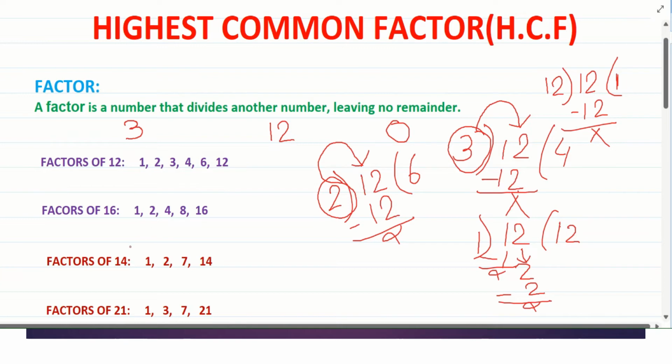Few more examples. Please take your time to go through these examples. The factors of 14 are 1, 2, 7 and 14. Can you guess how? Give a time to guess. Similarly, the factors of 21 are 1, 3, 7 and 21. Isn't that? So please take your time to understand.